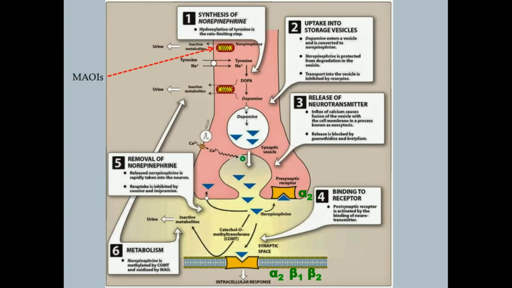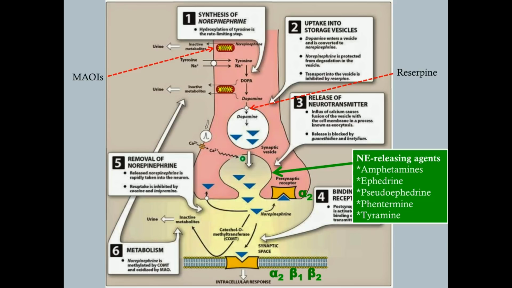The MAOIs are used in psychiatry, not as much as they used to be, but they are used in psychiatry, and that has the effect of increasing the amount of norepinephrine that's stored in these vesicles, because it reduces the amount that is metabolized. Reserpine is not used so much anymore. We'll go into this in a little bit greater detail towards the end of this talk.